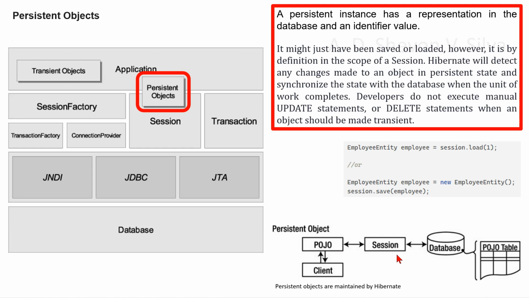We can get a persistent entity in either of two ways. Load the entity using get or load method. Or persist the transient or detached entity using persist, save, update or saveOrUpdate methods.